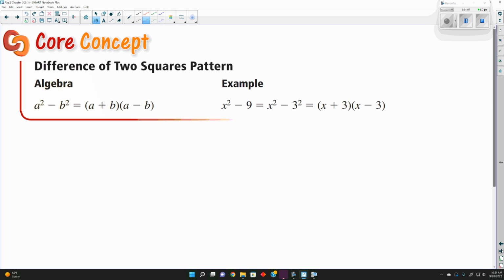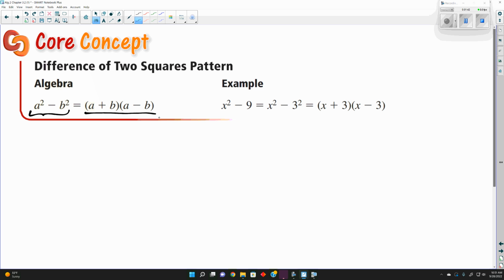Now we call something the difference of perfect squares if we have two terms being subtracted from each other and both of them are perfect squares, or we can rewrite each as a number or expression times itself. And it's going to come in the form of a plus b times a minus b when we factor it. So the difference of perfect squares, a squared minus b squared, would be a plus b times a minus b.